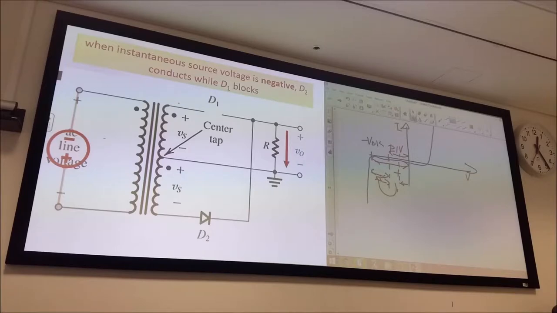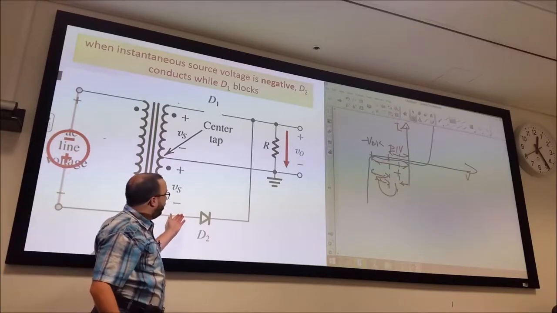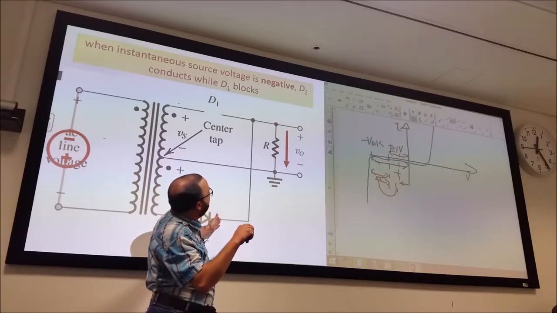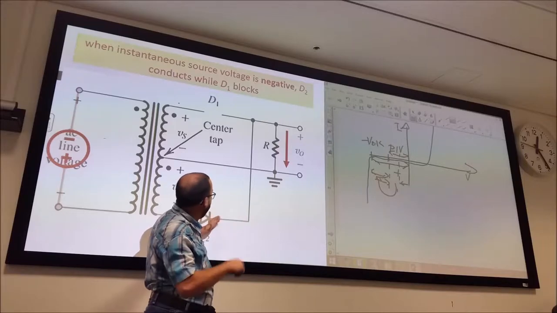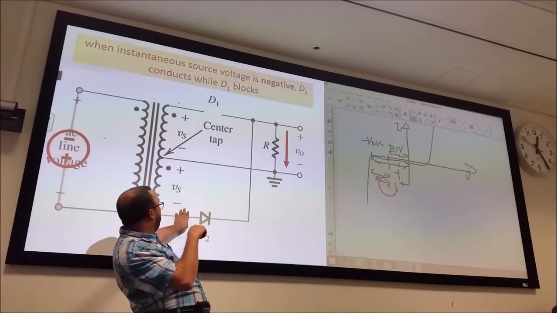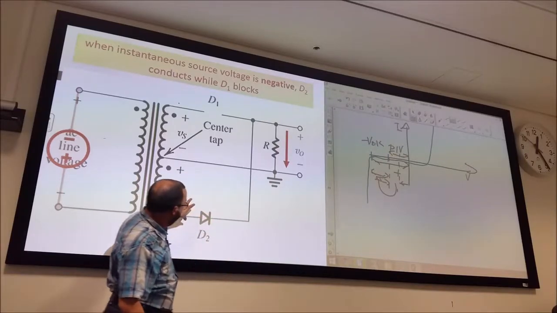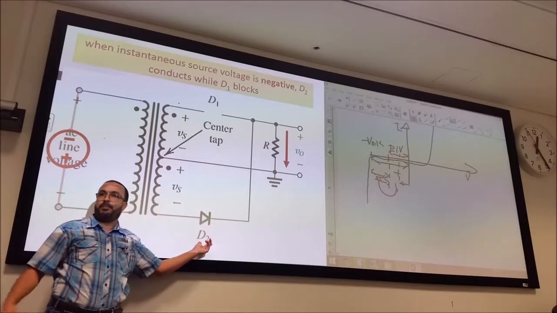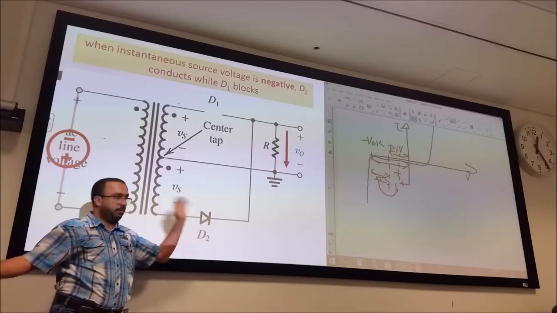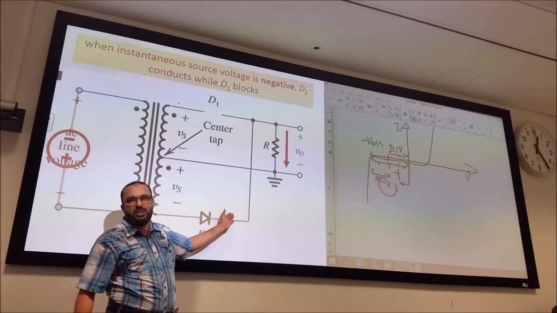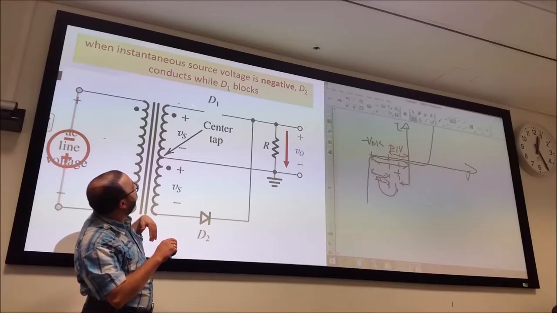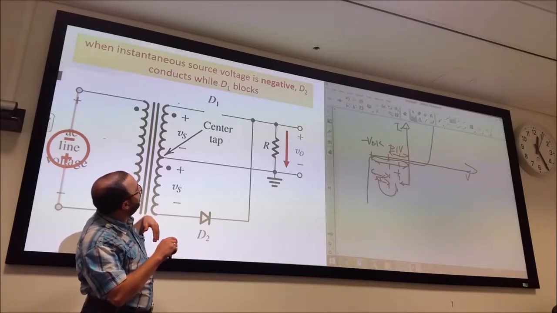Now in the negative cycle, that's the typo actually. So here basically becomes positive and this becomes negative. Assuming that there was no current initially, that means the ground was there. This is positive, because we have switched the phase. Now this is positive, this is ground. So D2 becomes what? Becomes on, yes or no? Because the anode voltage is bigger than the cathode.